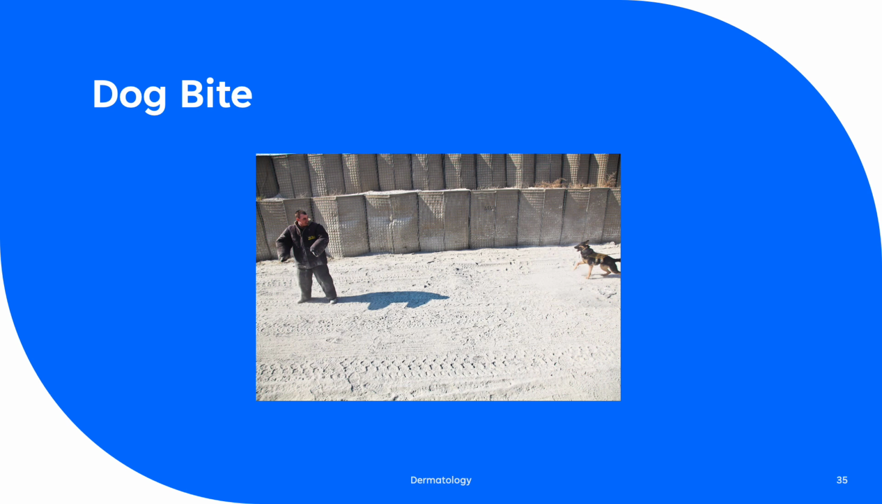The first step in treating a dog bite is to clean the wound thoroughly with soap and water. This is crucial for reducing the risk of infection. Dog bites can be classified as minor, moderate, or severe depending on the depth of the wound and involvement of underlying tissues. Tetanus prophylaxis is also important.